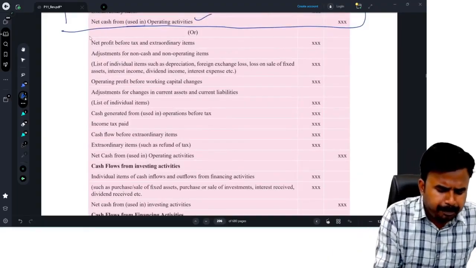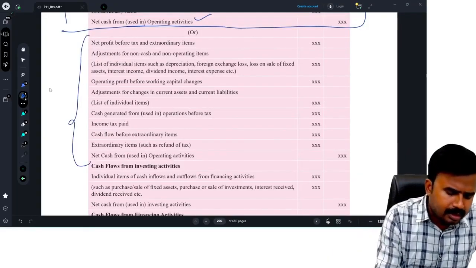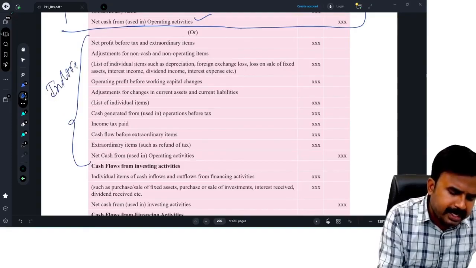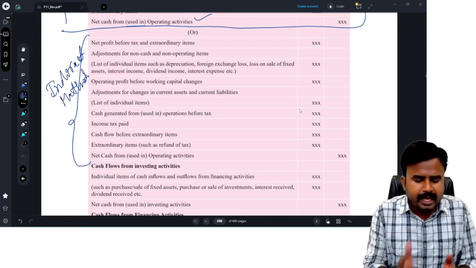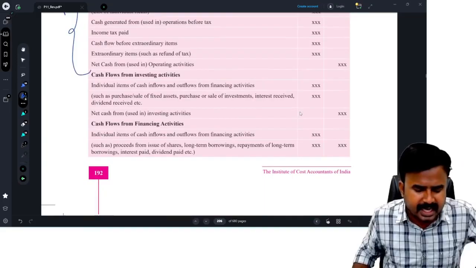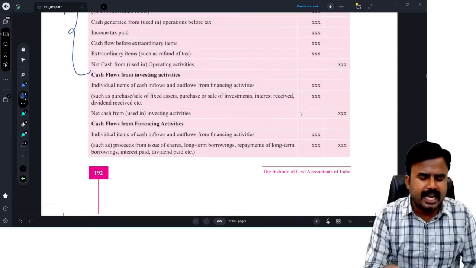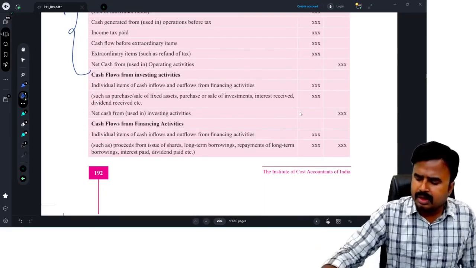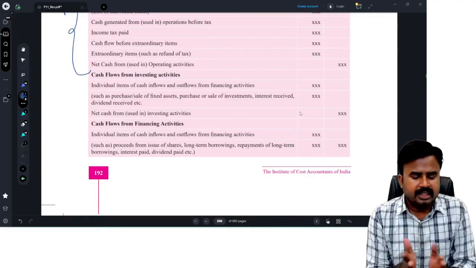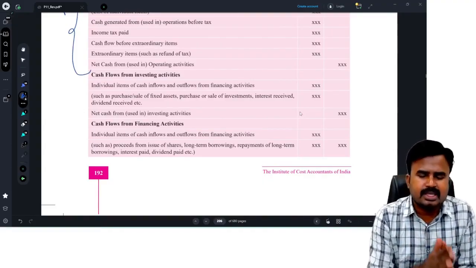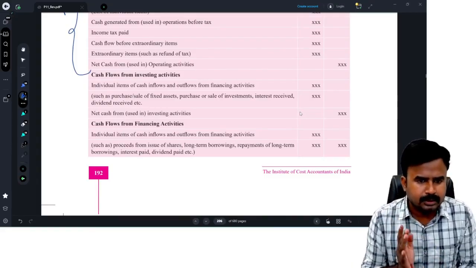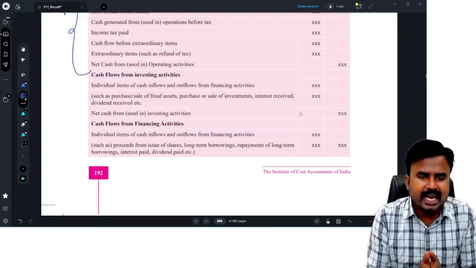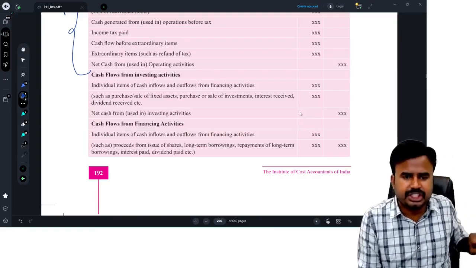See, this format is indirect method. I'm not explaining indirect method here because we have a separate format which is very specific in the study material itself. I'll explain the indirect method after completing this investing and financing activities. Now look at the next activities, cash flows from investing activities. So what are the investing activities? See, for cash flows from operating activities, you must refer your trading and profit and loss account, especially your trading account. Whereas in cash flows from investing activities, you must refer your asset side of the balance sheet.